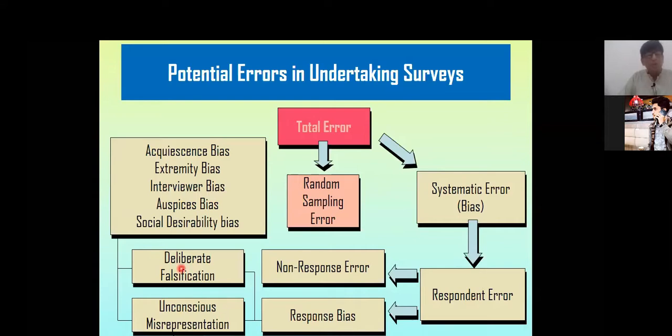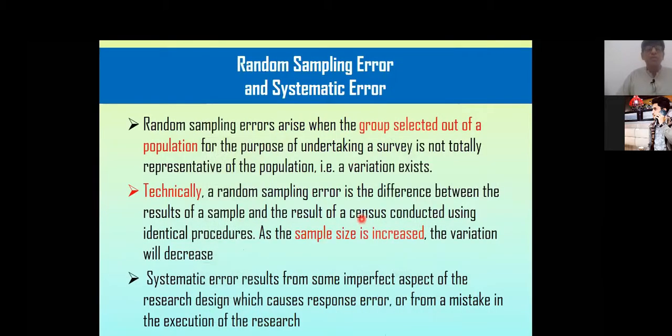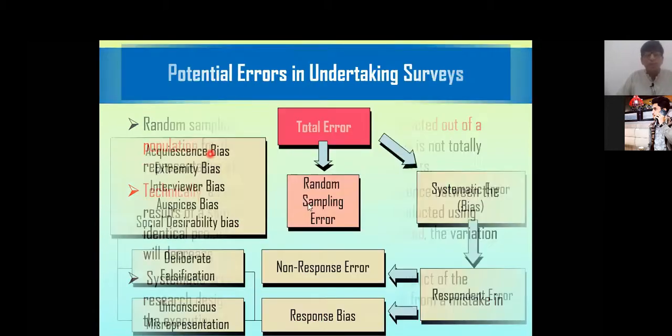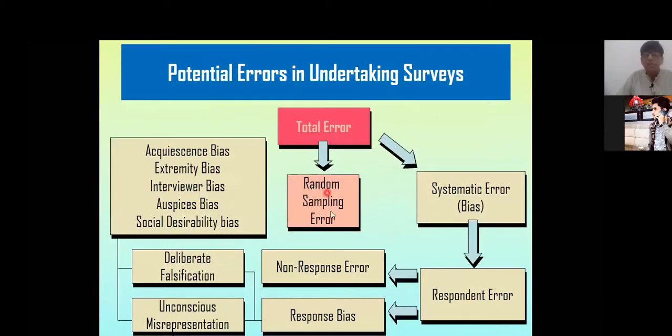Okay, now these two, deliberate falsification and the unconscious misrepresentation, are created because of these: acquiescence bias, extremity bias, interviewer bias, auspices bias, and the social desirability bias. So these are some of the errors. Let's discuss these errors. The first one is about the random sampling error. What is it and how is it emerging?